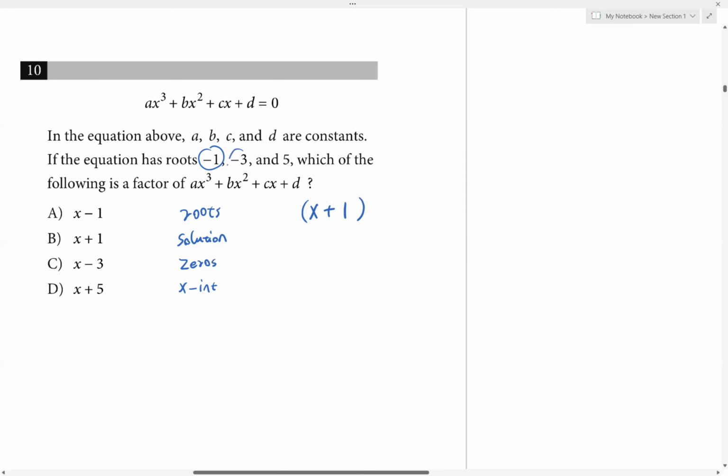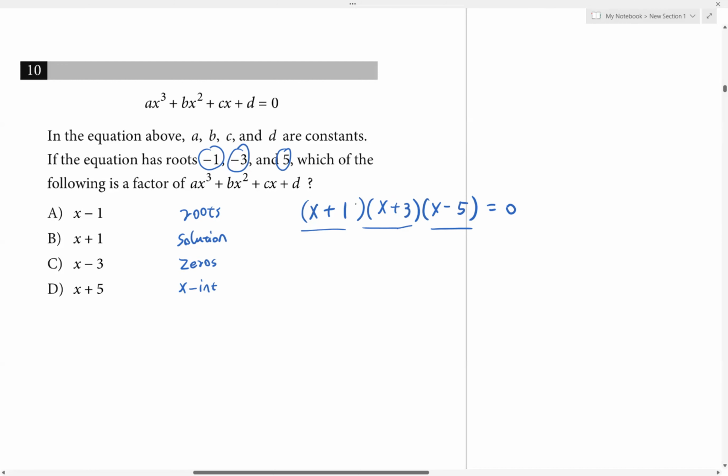Similarly, -3 is a solution, so as a factor it will be x plus 3. 5 is the root here, and as a factor form, it will be x minus 5. So these are the factors, right? Either x plus 1, x plus 3, or x minus 5. Any one of the three could work. Those are all factors. So which one works?